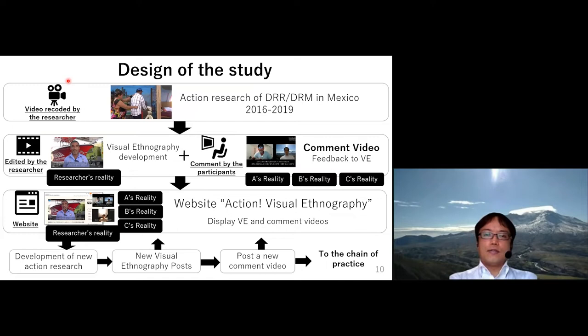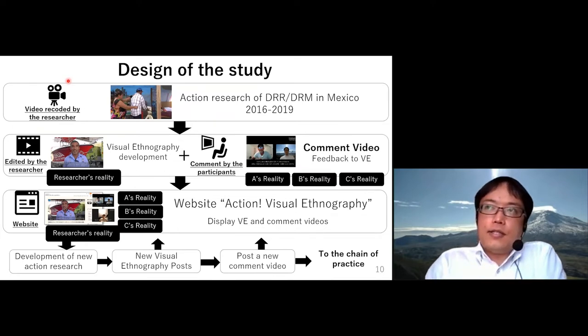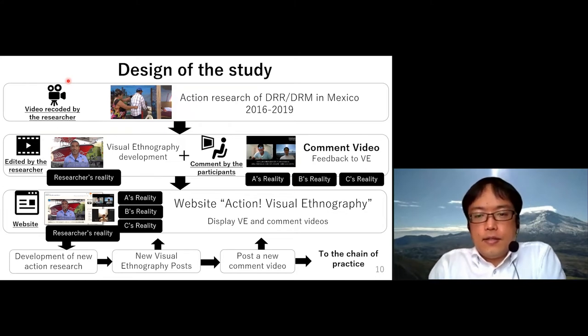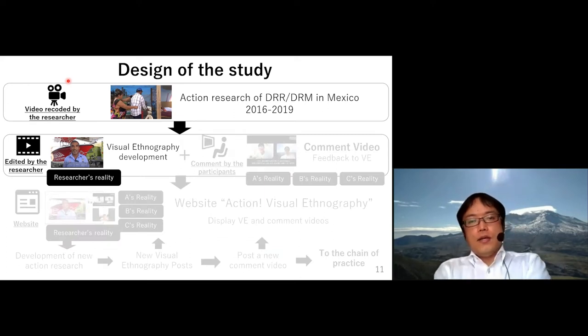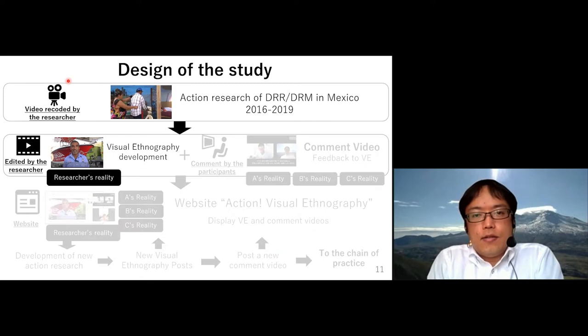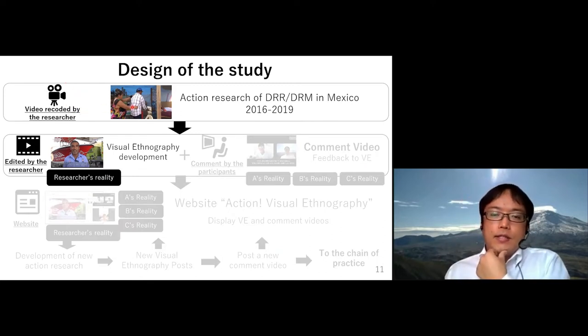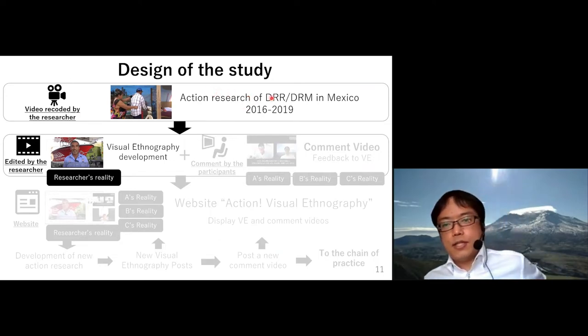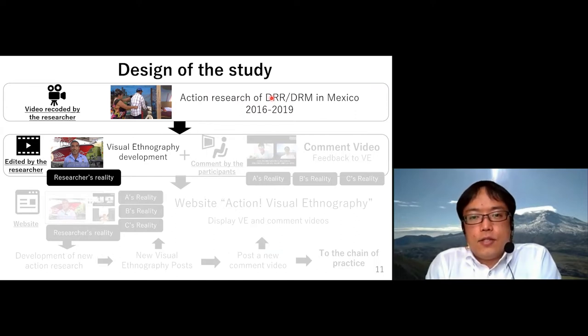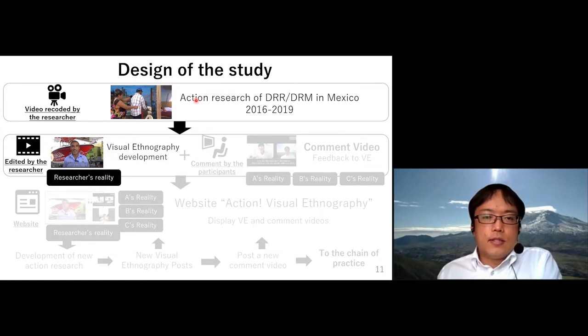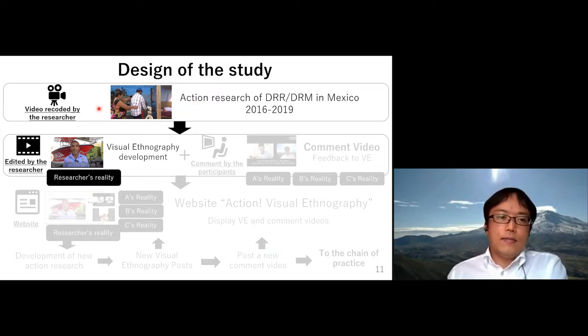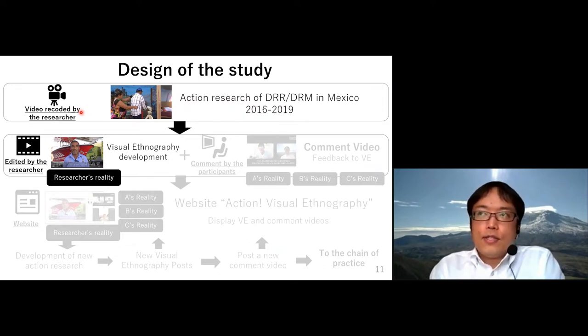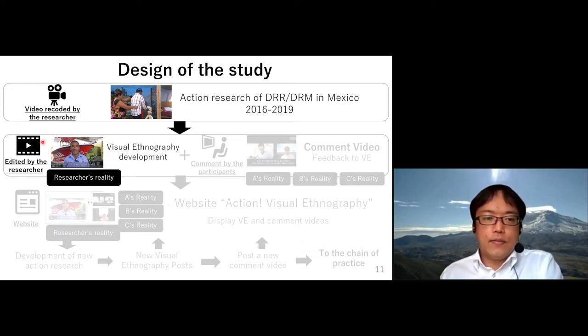So this is my design of a study. It is a very congested figure. First of all, let me briefly explain the first two stages of my study. The first stage is the action research stage of disaster risk reduction, or disaster risk management, in Shibatanejo, Mexico, from 2016 to 2019. In this stage, in order to make a visual ethnography, I video recorded almost all the practices held during these 3 years. After that, based on the recorded videos, I developed visual ethnographies. I'll explain up to this stage from now on.